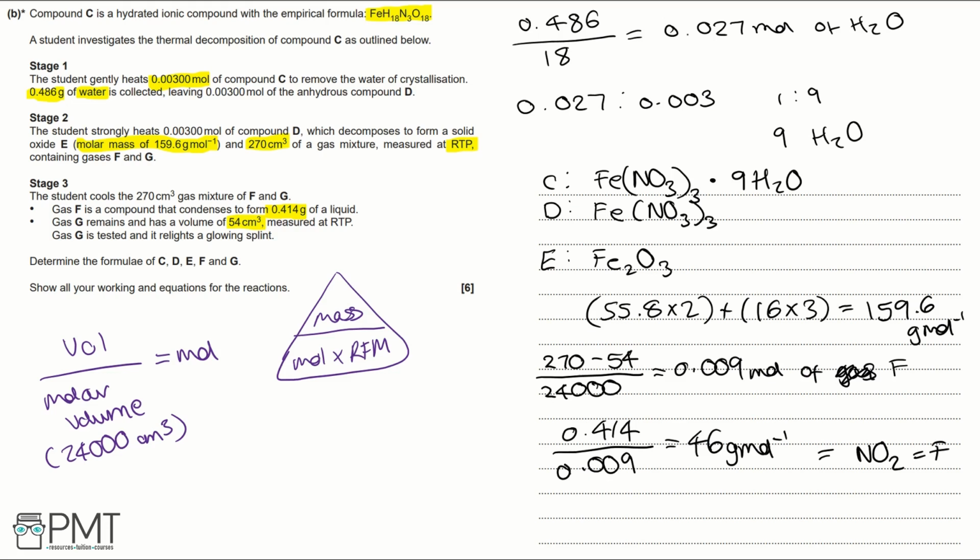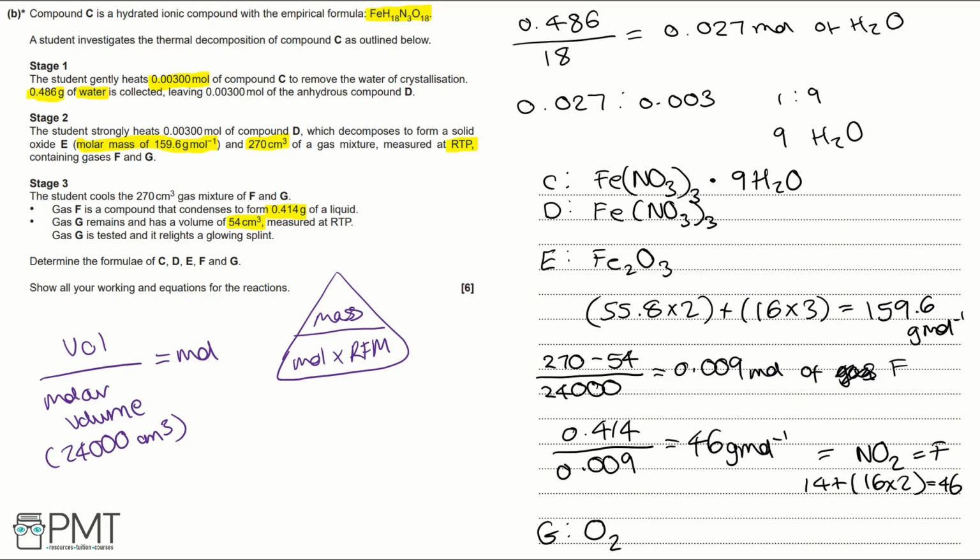So that's F, because if we were to check this, we would have 14 plus 16 times 2, and that equals 46. So finally, we need to work out what G is. We're told that G relights a glowing splint, and this is the test for oxygen. So that's what G is.